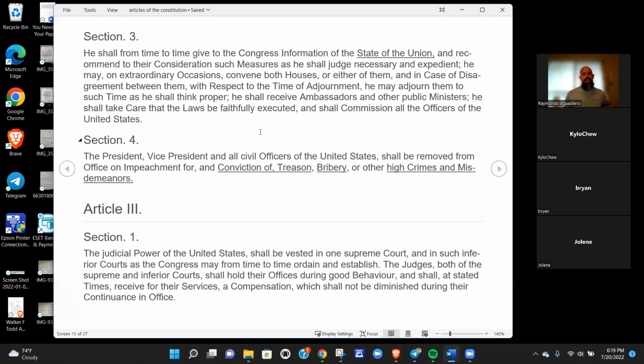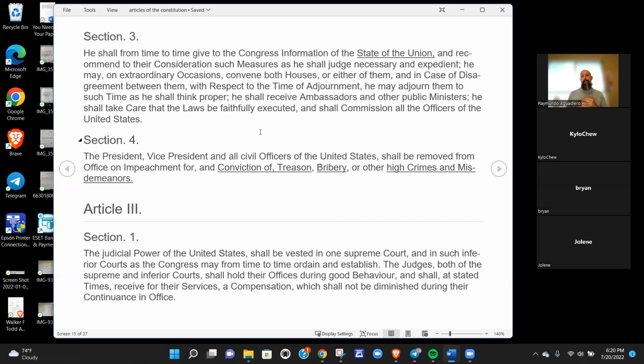All right, Section 4. The President, Vice President, and all civil officers of the United States shall be removed from office on impeachment for, and conviction of, treason, bribery, or other high crimes and misdemeanors. I tell you what, treason's an interesting one. Aiding and abetting a foreign power against the United States of America. Bingo. Yeah. Don't want to go down that rabbit hole right now, but let your mind percolate. All right, so that was Article 2.